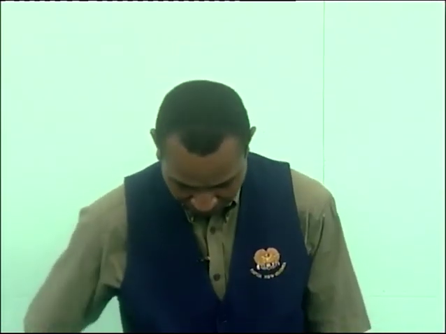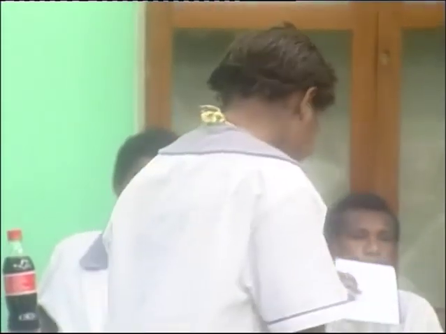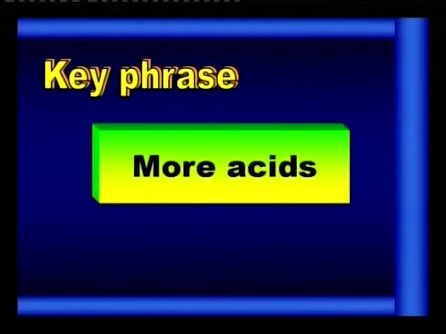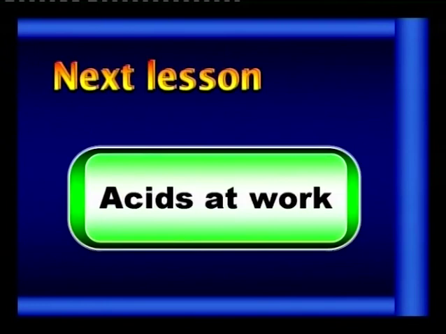Right, our next lesson topic will be our key phrase for today, sorry. Anyone would like to guess? Our key phrase. Okay. More about acids. Thank you. So we looked at more acids today. And our next lesson topic will be on acids at work. So when you go home, think about the acids that you have gone through these last 3 lessons and some that you know of. How do you use them? Where do you find them? And how they are used.